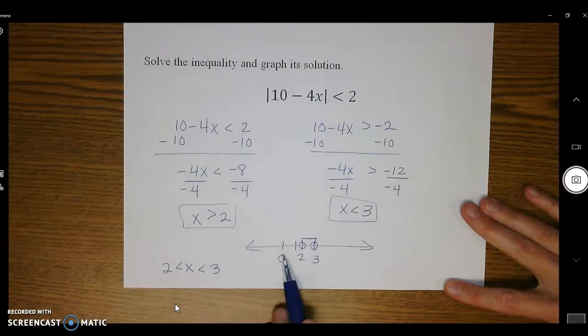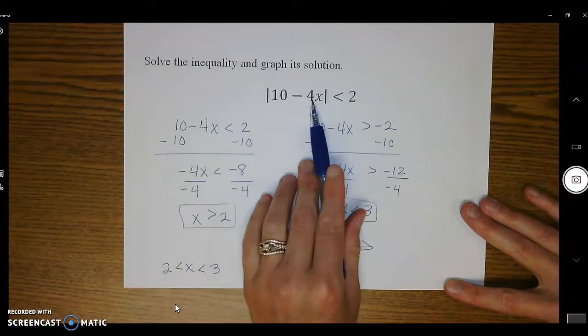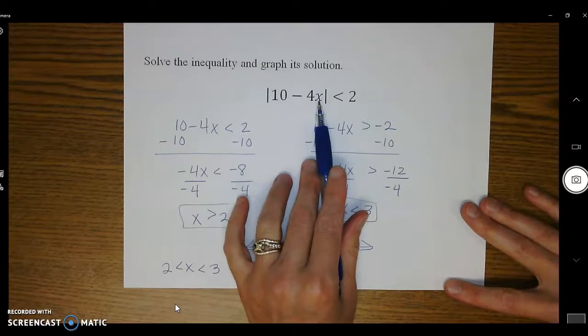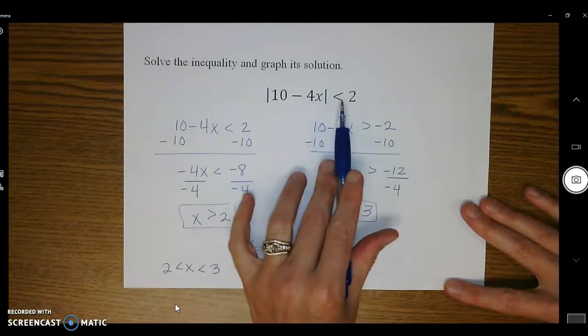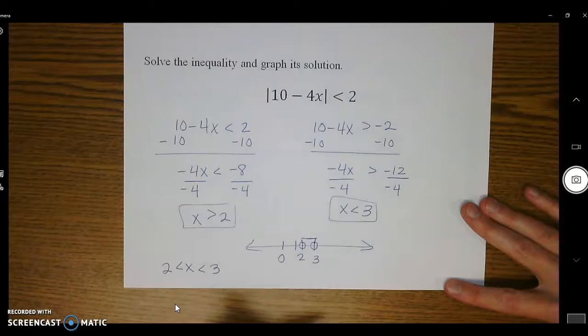So if I pick 0, 0 is not underneath my bar, it should not work. 4 times 0 is 0. 10 minus 0 is 10. The absolute value of 10 is 10. 10 is definitely not less than 2, so it doesn't work.